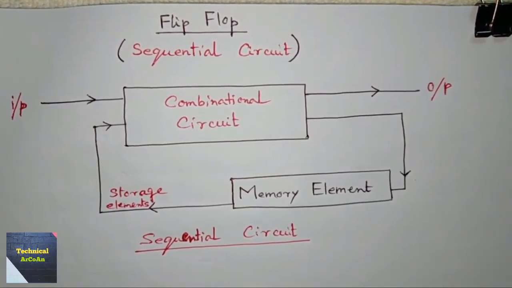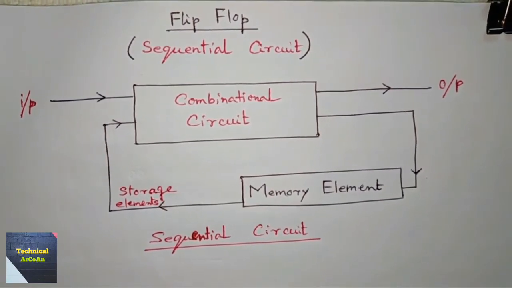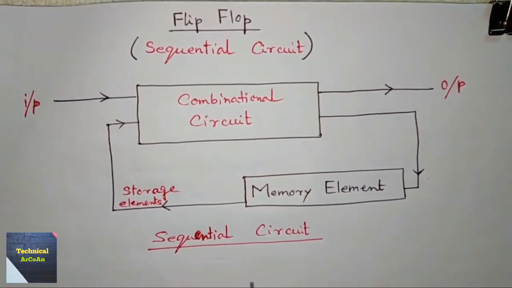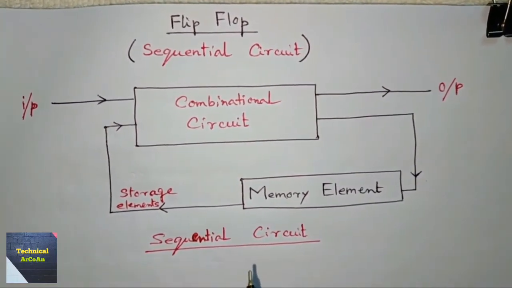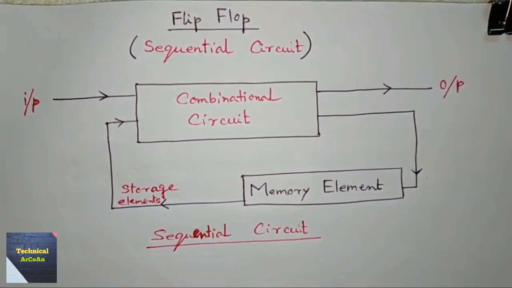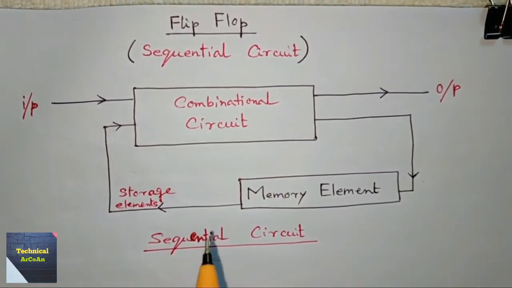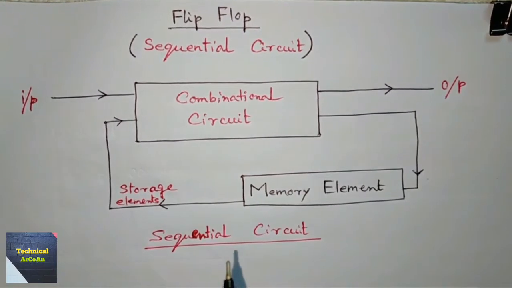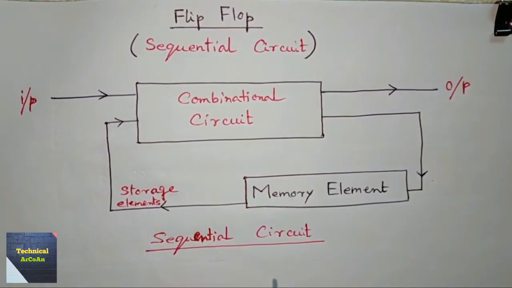A flip-flop is formed using logic gates, which are in turn made of transistors. Flip-flops are basic building blocks in the memory of electronic devices. Each flip-flop can store 1 bit of data. Flip-flops are also called sequential logic circuits.